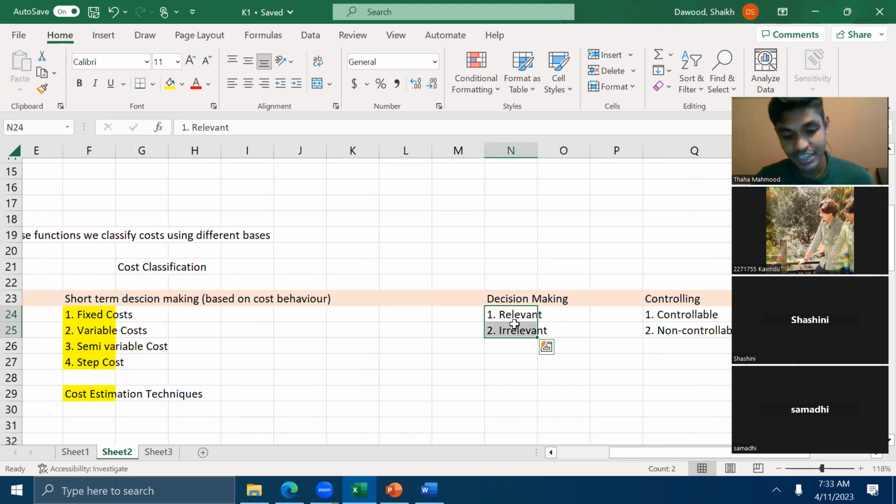Cost classification for decision making is like a make or break area. If you are planning on pursuing a career in accounting, or if you want to be a good manager, you must know this classification. If you don't understand this, you can't make decisions, because management accounting is about using information for decision making.